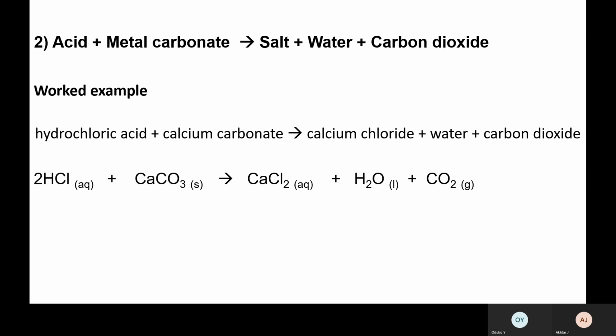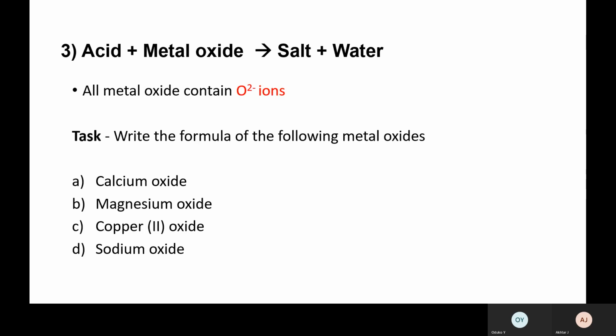Okay, next example. Right, the final type of reaction that you need to know about is how acids react with metal oxides. Remember, these are also examples of insoluble bases, but our products are a bit simpler. We just make a salt and water, no gas is made. So we need to remember that all metal oxides contain oxide ions, and oxide ions have a -2 charge. So like before, could you please practice writing out the formula of the following metal oxides? Just pause the video and have a go.